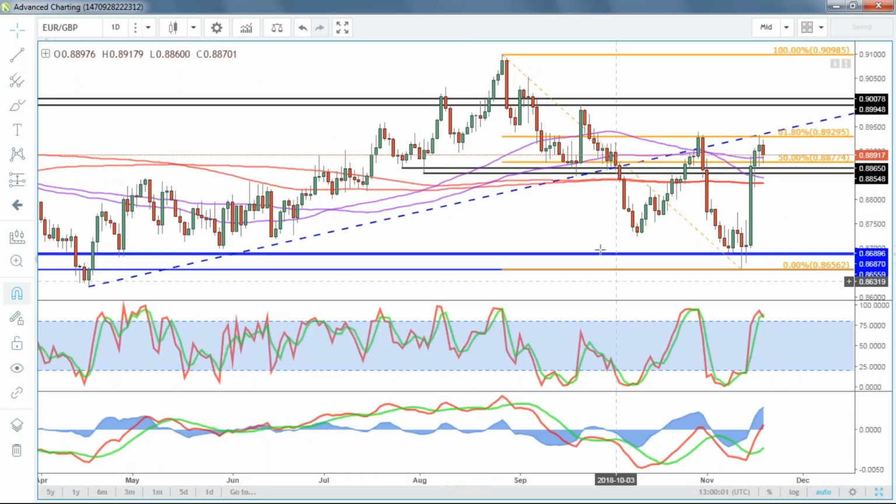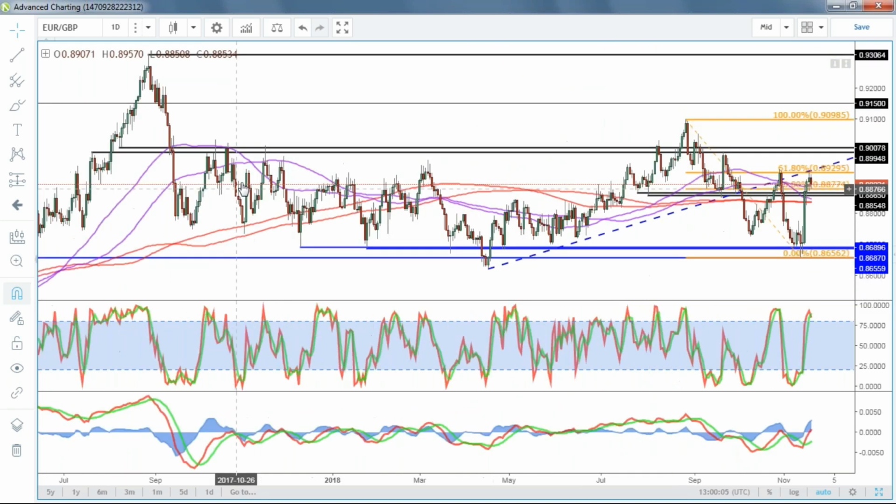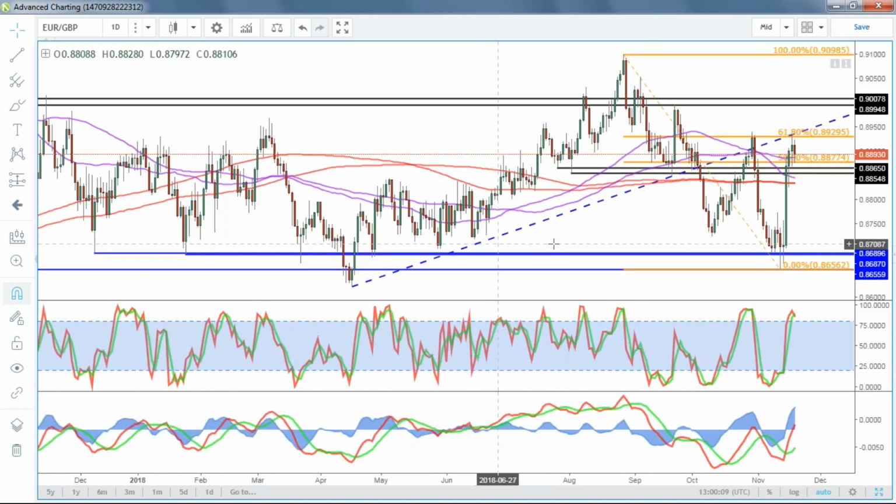Euro sterling, pitting the two against each other. Again, you may be wondering why I've added a fib on here when I've said for such a long time that we are range bound, despite the little pop above, pop below here. Well, I've just done it as an area of interest.